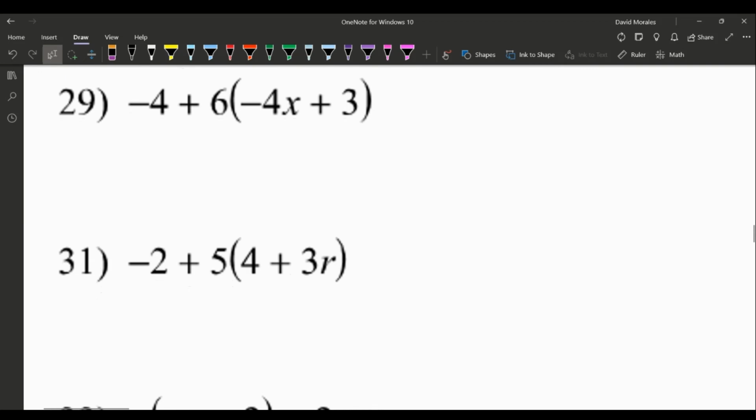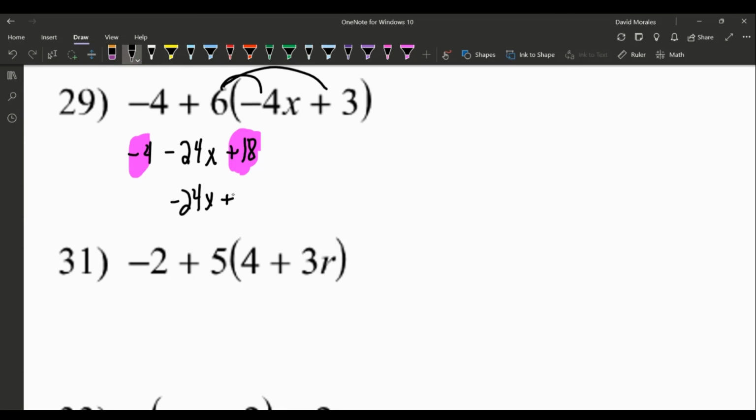Let's go ahead and move forward on this one right here. Negative 4, we're going to drop that because it's in front. So now 6 times negative 4x, negative 24x. 6 times positive 3, 18. The like terms, negative 4 plus 18. We're going to drop the 24x right here. And then plus 14.